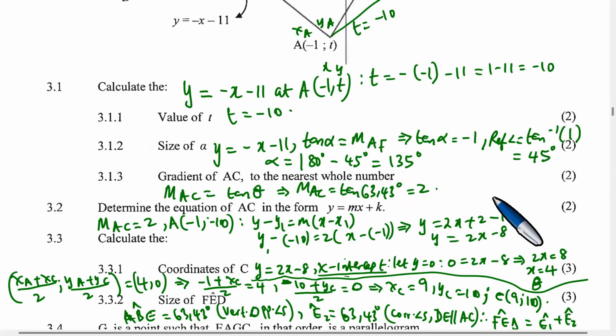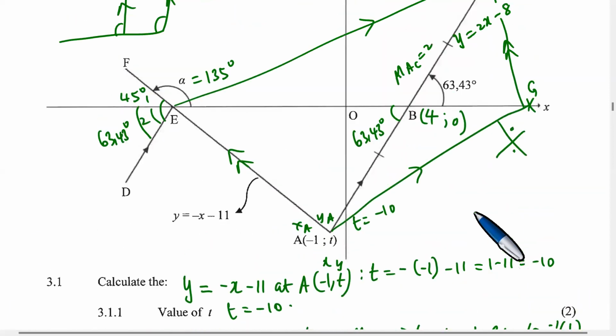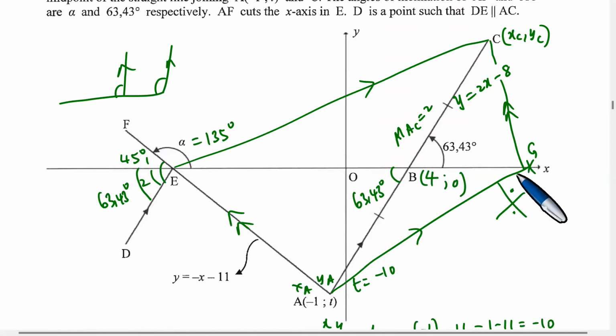Now I want us to analyze this carefully. If G is a point such that EAGC in that order is a parallelogram, determine the equation of a circle centered at G and passing through the point B. The center is G, but the circle passes through the point B. So we need to find the coordinates of G.